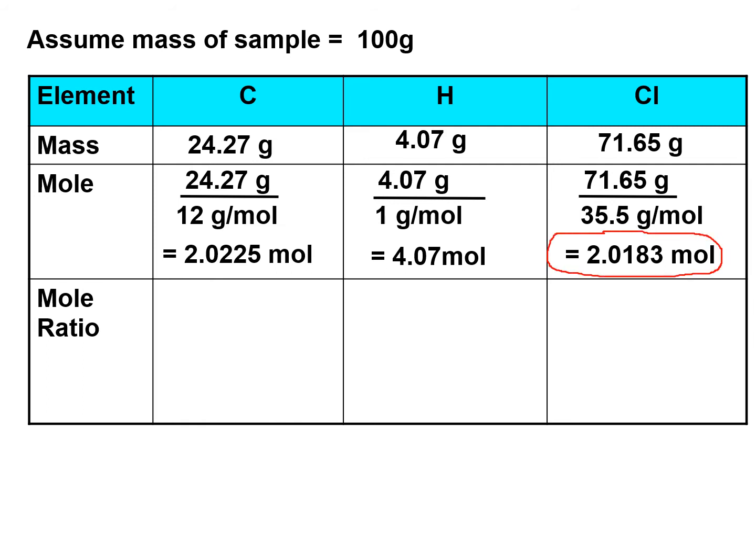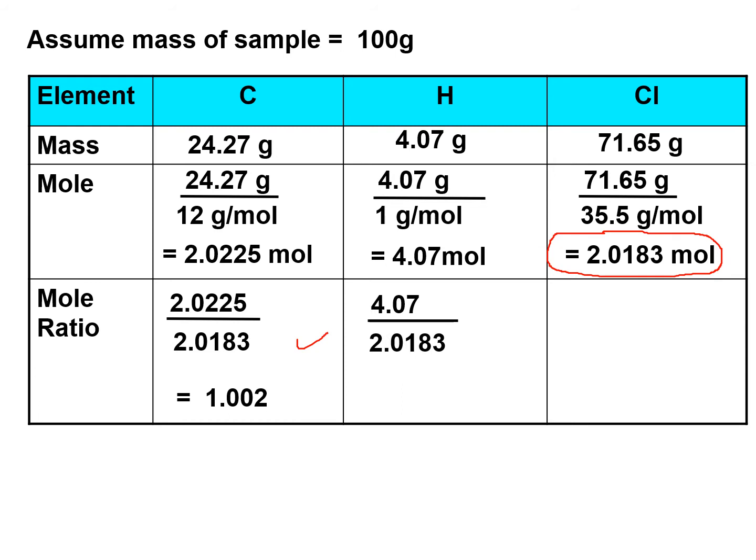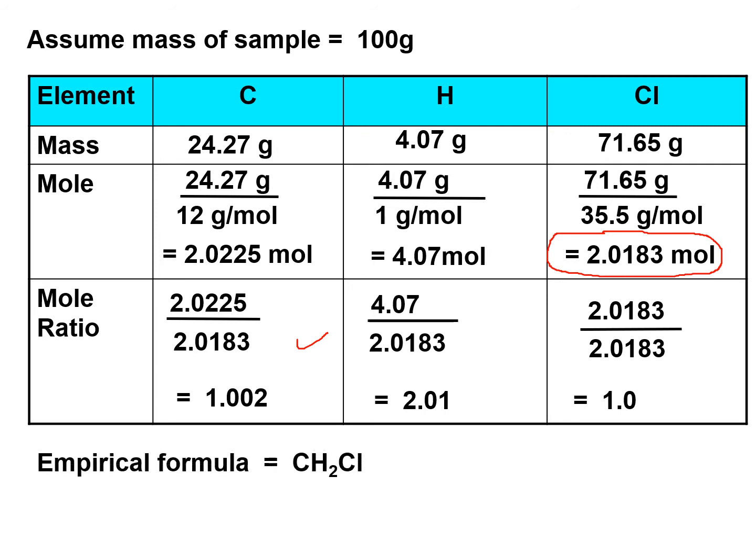2.0183, meaning that to get the smallest mole ratio, we divide the carbon, hydrogen, and chlorine by the smallest mole. So 2.0183. For hydrogen, we divide by 2.0183. So at the end, we get the simple ratio is 1 to 1. So don't forget to write the answer, empirical formula equals CH2. CH2 and Cl is 1.